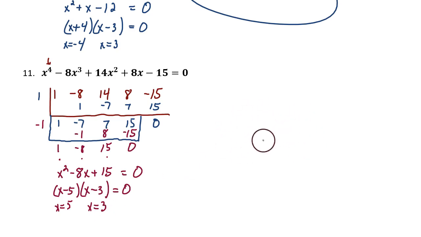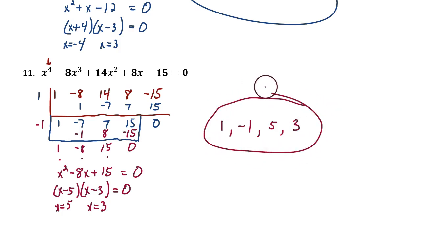So over here on the side, let's write down our four roots. 1 was the first one. -1 was the next one that we found. 5 and then 3. Here are the four answers.